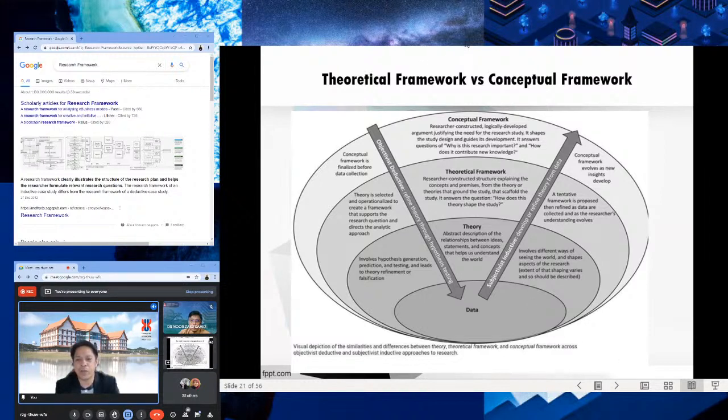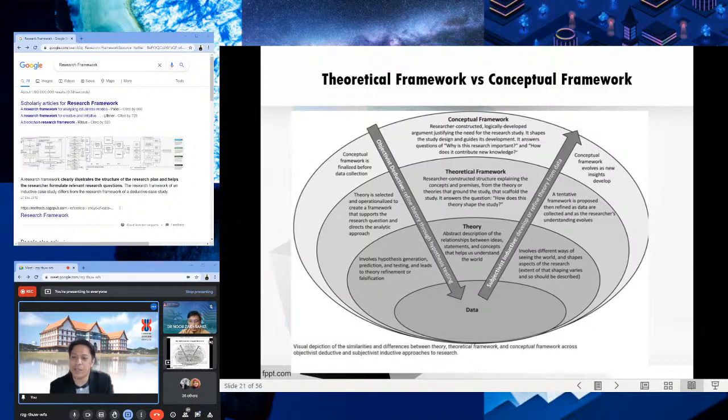Okay, before we develop the conceptual framework, we need to understand the theoretical framework. In our effort to understand the theoretical framework, we look into this diagram. As everyone can see the diagram, how do we start? We start from the bigger circle, the conceptual framework.